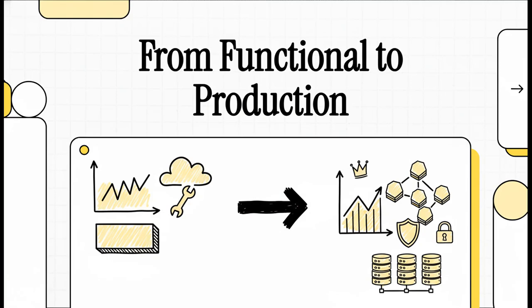Welcome to the Explainer. Today, we're going to do something really practical. We're taking a service that just works, and we're going to turn it into something that's actually production-ready and resilient. We'll walk through the 5 key stages using a real-world example, a Pi-hole instance running in Kubernetes.